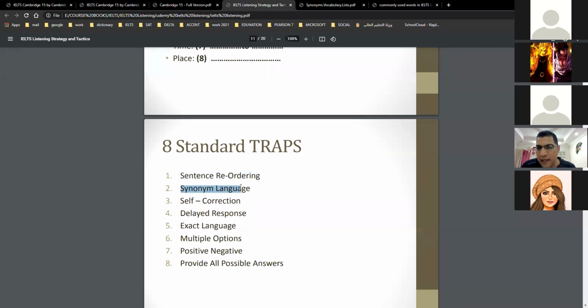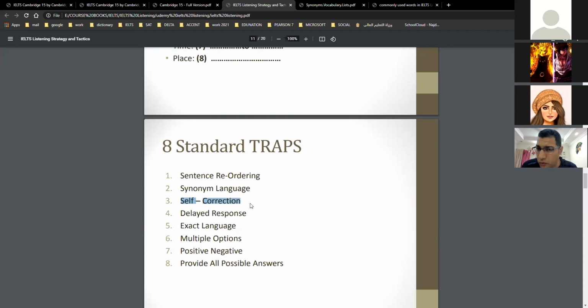Number 2, synonym language. For example, he will write huge and you will hear tremendous. You will hear very big. You will hear different words. Number 3 is self-correction. What do I mean by self-correction? For example, if I ask Habiba, what will you do this morning? She said, teacher, I will visit my uncle, I will play tennis. Then she corrects herself. Oh, teacher, I forgot, I'll do my homework.